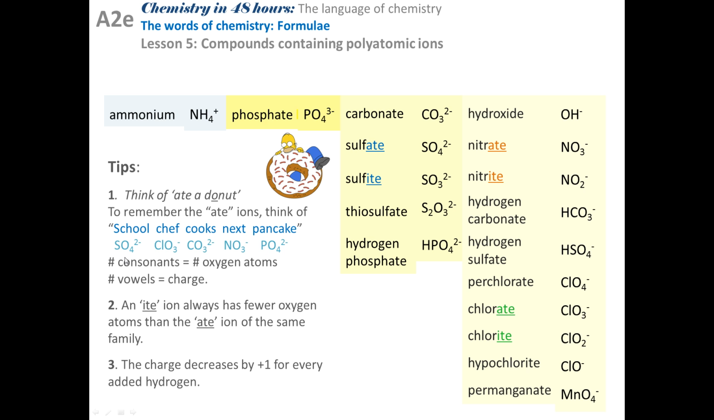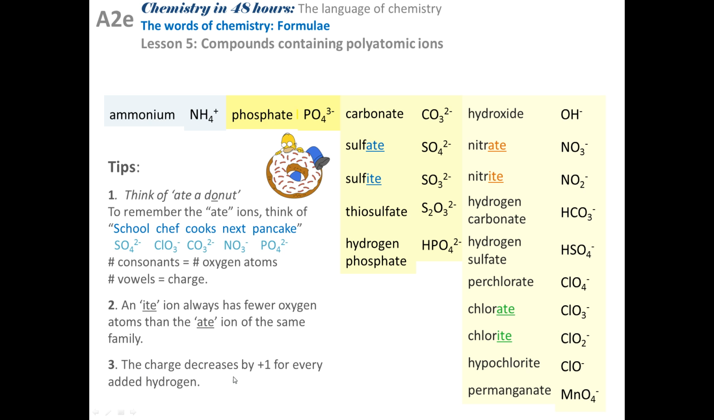You can also then use this mnemonic of "school chef cook's next pancake" to work out the number of oxygen atoms and the charge. The consonants are the number of oxygen atoms, the vowels are the charge. So school has got 4 consonants, so it's 4 oxygens in there, and 2 vowels, so the charge is 2-. And you can do that for all of them. Also, "ite" has fewer oxygen atoms than "ate", so sulfate has got 4, sulfite has got 3. Nitrate has got 3, nitrite has got 2. There's chlorate and chlorite, fewer oxygen atoms.